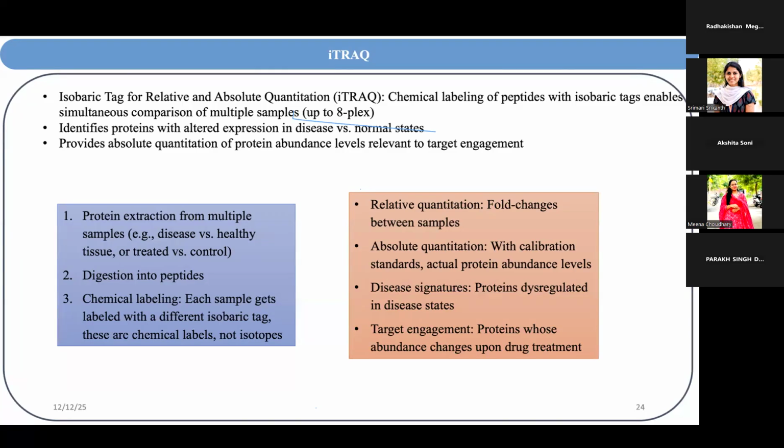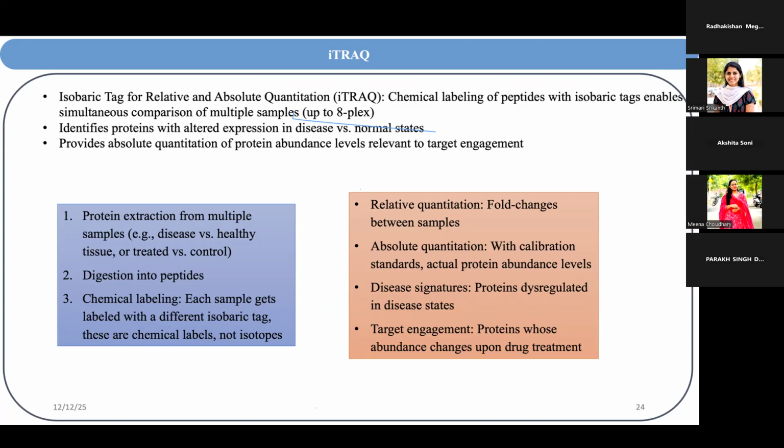Apart from the previous technique, here we use a different labeling strategy. Instead of isotopic labeling, we chemically label the peptides after the protein extraction. The flow looks like protein extraction from multiple samples, for example, disease versus healthy and treated versus control, digestion into peptides, then labeling. Each sample gets labeled with different isobaric tags. These are chemical labels, not isotopes. And then it again goes to the mass spectrometry.